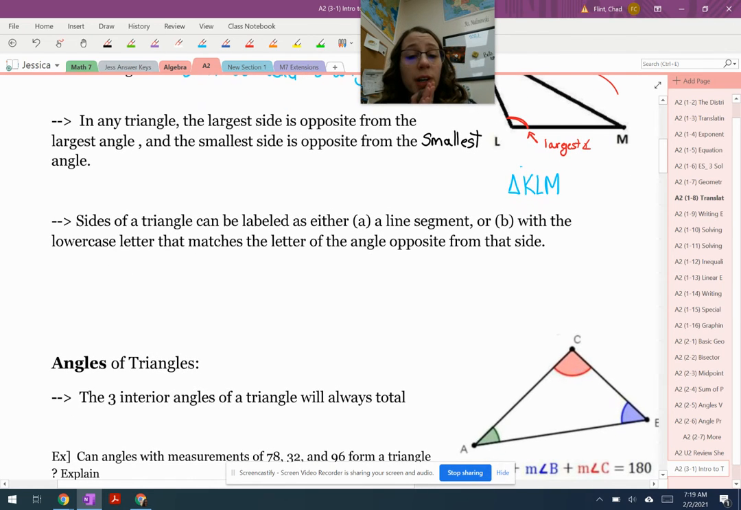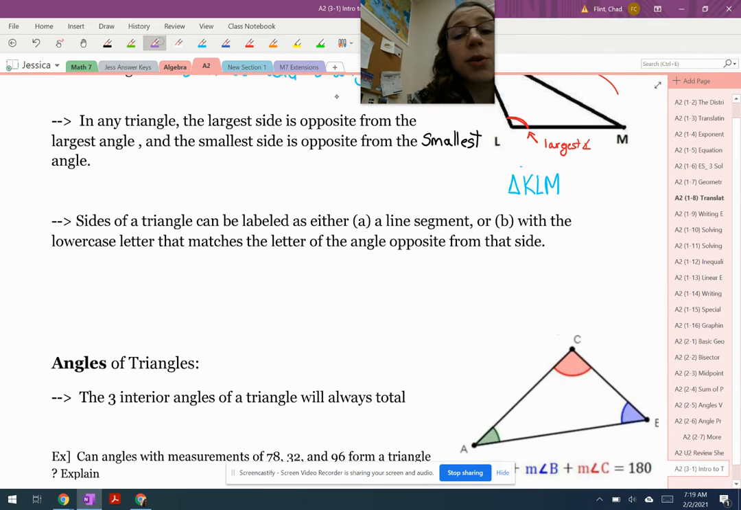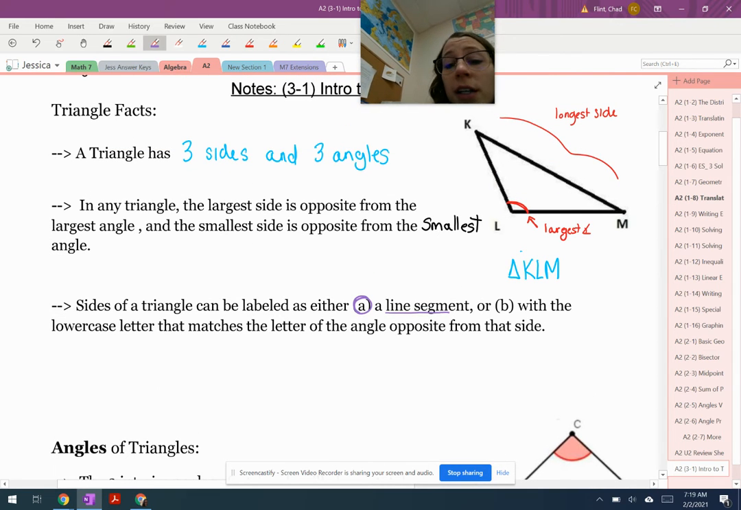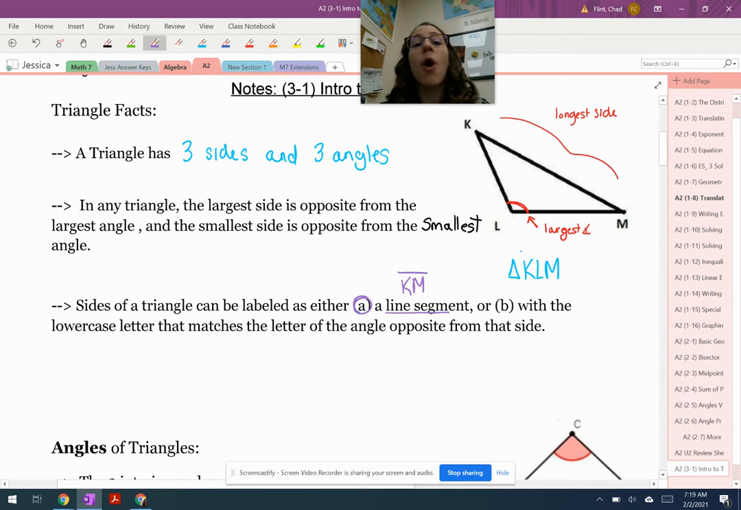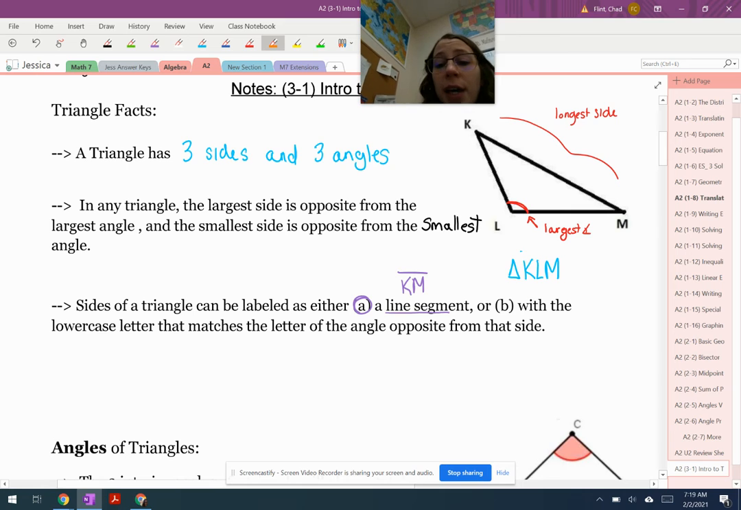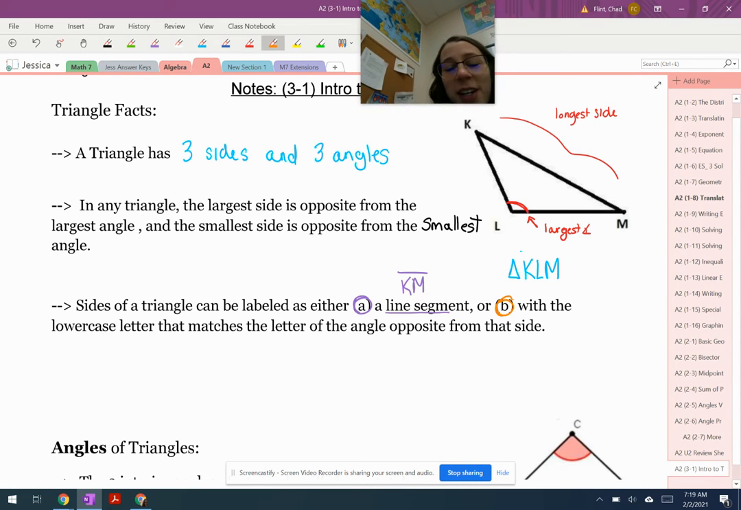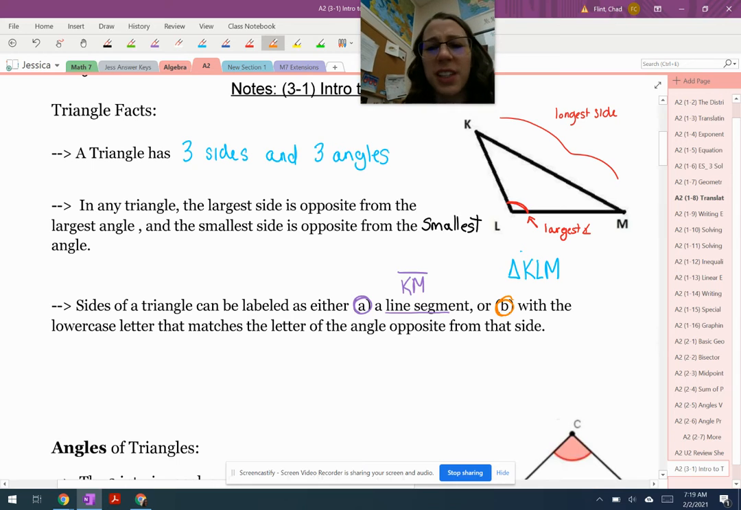The sides of a triangle can be labeled as either a line segment, so option 1, a line segment. So if we're looking at our triangle up here, that longest side would be side KM, line segment KM. Or you can label the side with the lowercase letter that matches the letter of the angle opposite from that side. Boom, the words are more confusing than the actual concept.